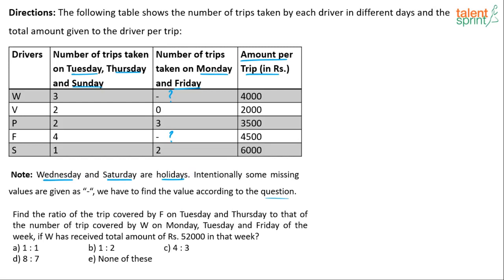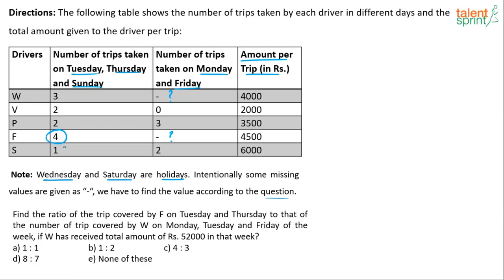So for the remaining days, see, Monday, Tuesday, Wednesday is a holiday. Thursday, Friday, Saturday is a holiday, and Sunday. We know the number of trips taken by each driver per day. Now look at this question here. Find the ratio of trips covered by F on Tuesday and Thursday. See, how many trips does F take on Tuesday and Thursday? He takes 4 trips each. 4 trips on Tuesday, 4 trips on Thursday.